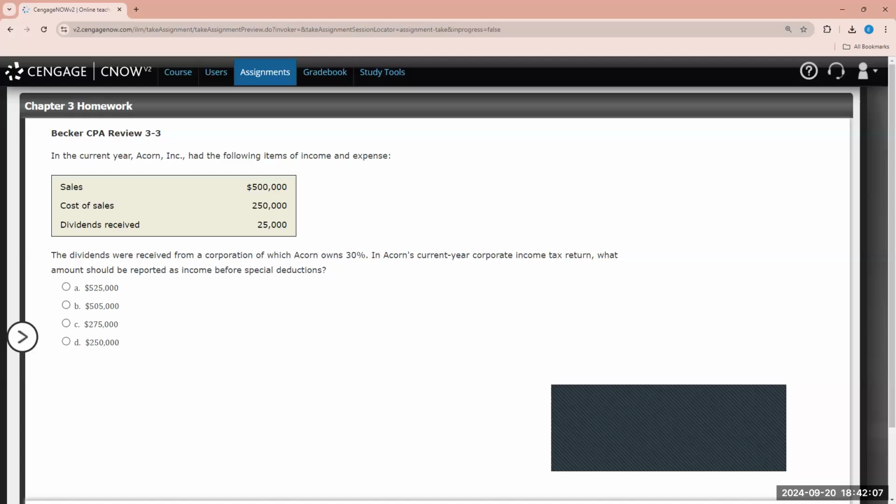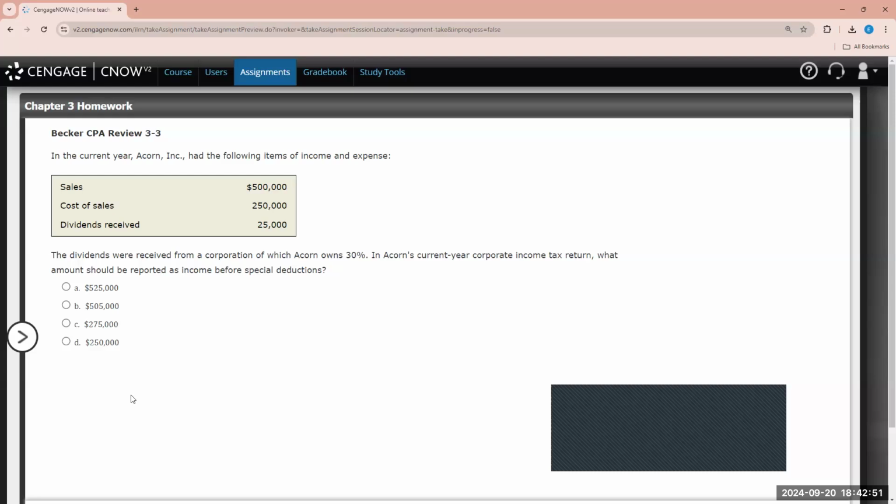So we know that whenever a corporation owns between 20 to 80%, the dividends received deduction is increased by 15%. So instead of 50%, it is now 65% that is allowed to be deducted. So in Acorn's current year corporate income tax return, what amount should be reported as income before special deductions? So income before special deductions is very important when it comes to determining the dividends received deduction. So income before special deductions includes sales, dividends received, and cost of sales, and it excludes the dividends received deduction, which is a special deduction.